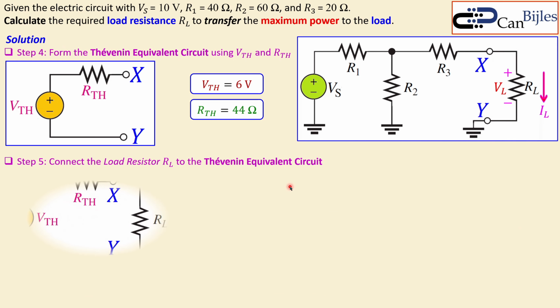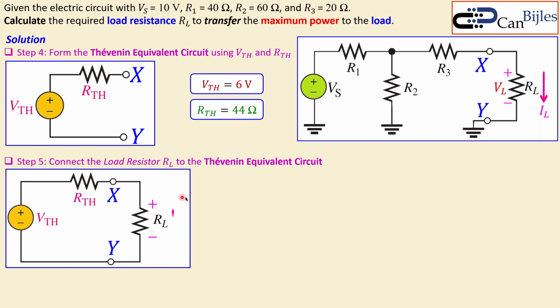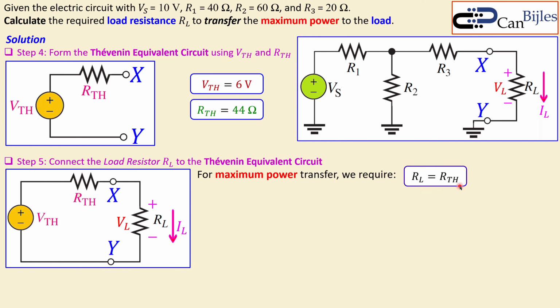Now we connect this here and also have the polarities for the current and the voltage. Now for maximum power transfer we require this. We already said that. That means we now have RL equal to 44 ohms. So for this specific circuit, we require the load to be 44 ohms to have maximum power transfer.